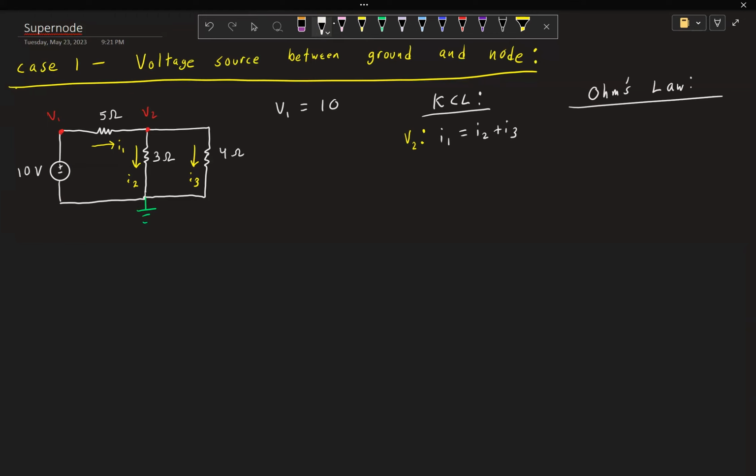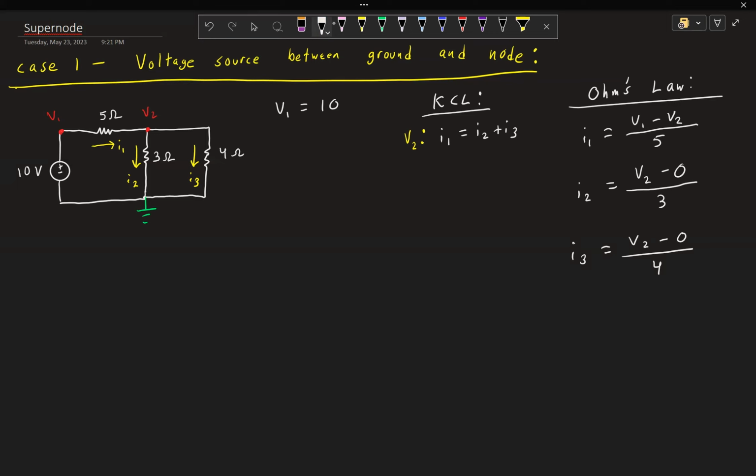And we can easily see that I1 equals V1 minus V2 over 5, because it's where the current starts minus where the current ends divided by the resistor. And we do the same thing for I2 equals V2 minus 0 over 3, and I3 equals V2 minus 0 over 4.